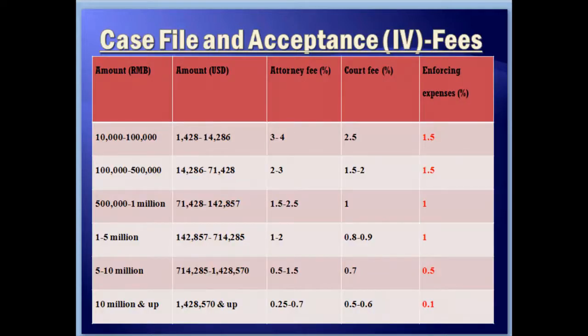Again, this application involves fees. Let me show. Here, the last column is enforcing expenses. We can see the enforcement expenses are almost the same as the court filing fees. So if you pay 1% for the case filing, then again, if you want to enforce the judgment, you need to pay another 1%. So it's totally 2% to pay to the court and 1.5 or 2.5 to the attorney. That's the total expenses.